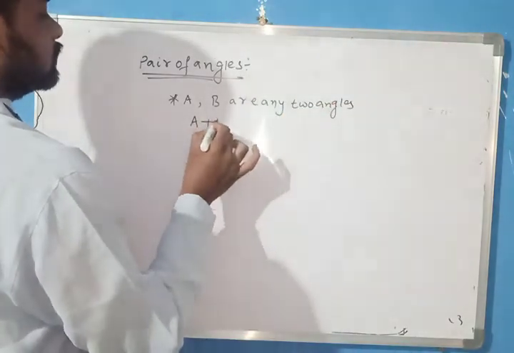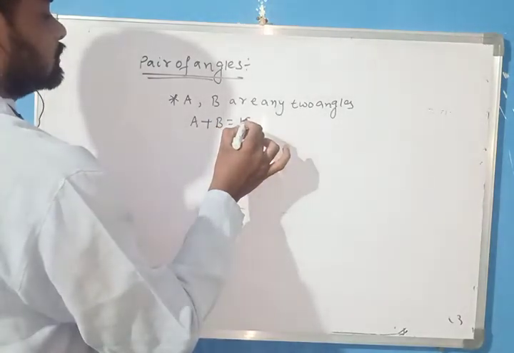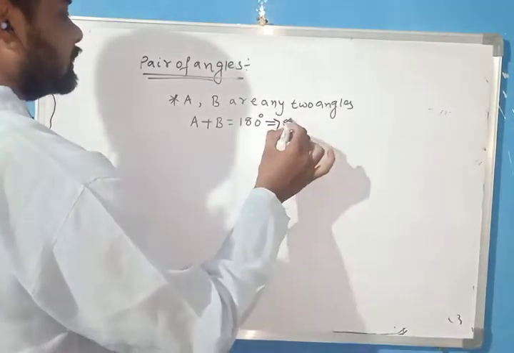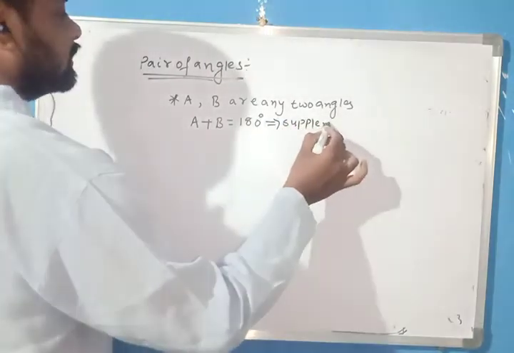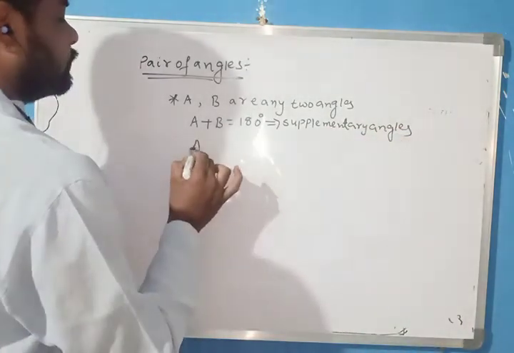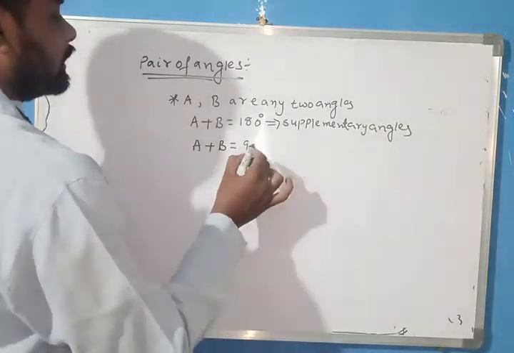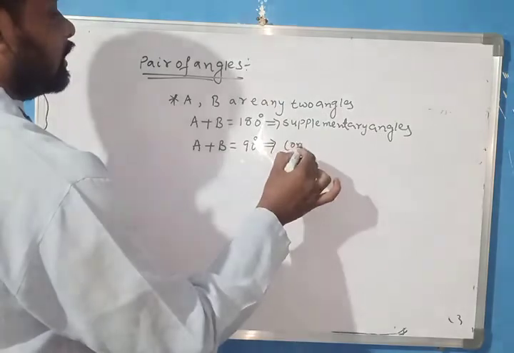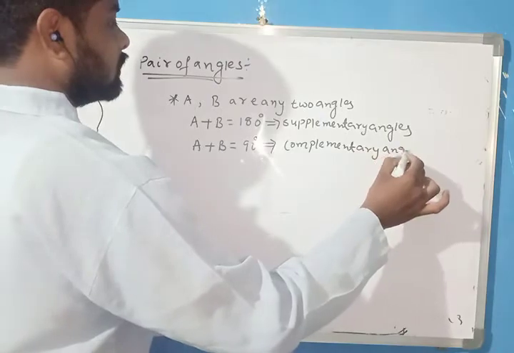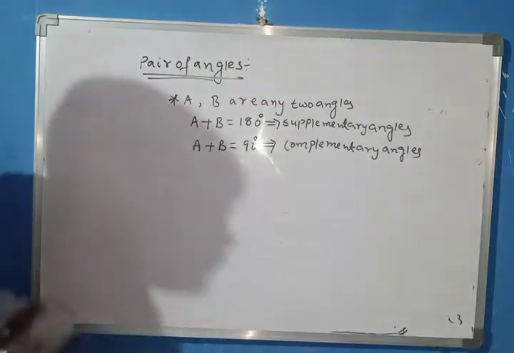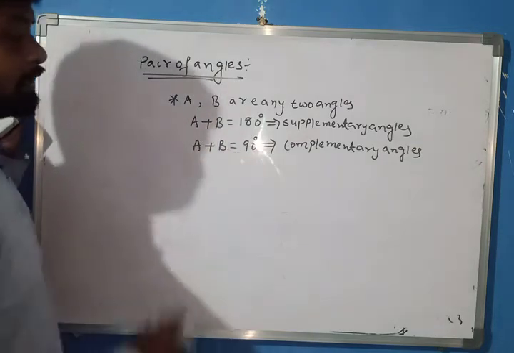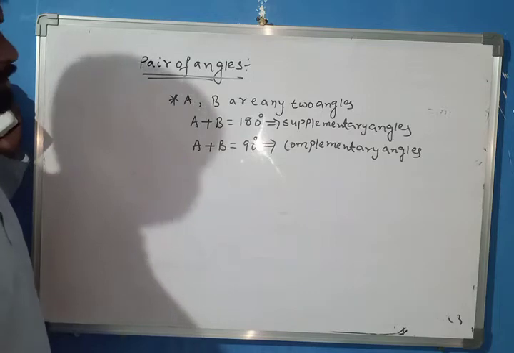If A plus B equals 180 degrees, they are supplementary angles. If A plus B equals 90 degrees, they are complementary angles. Supplementary angles sum to 180, complementary angles sum to 90. These are the types of pair of angles.